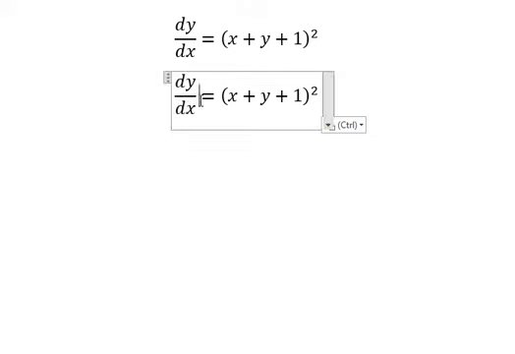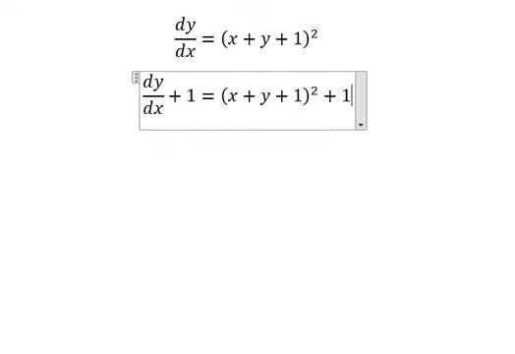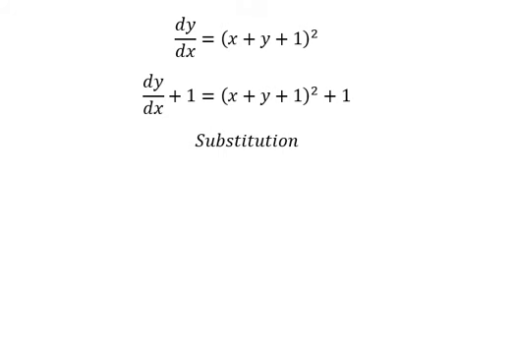We need to add number 1 in here and number 1 in here. Next, I will use substitution. So I will put u equals this one.